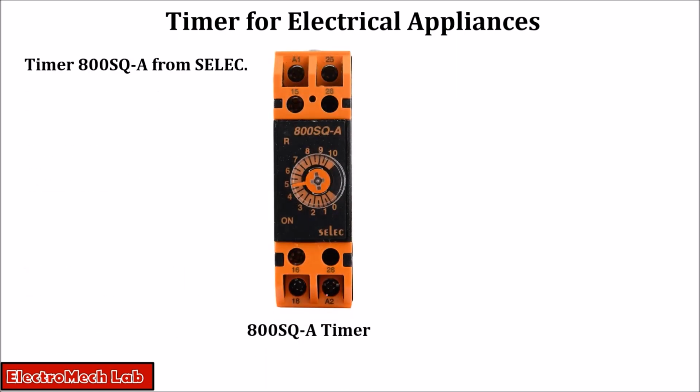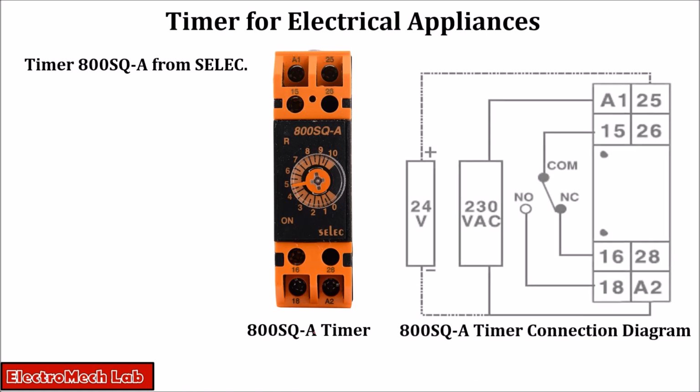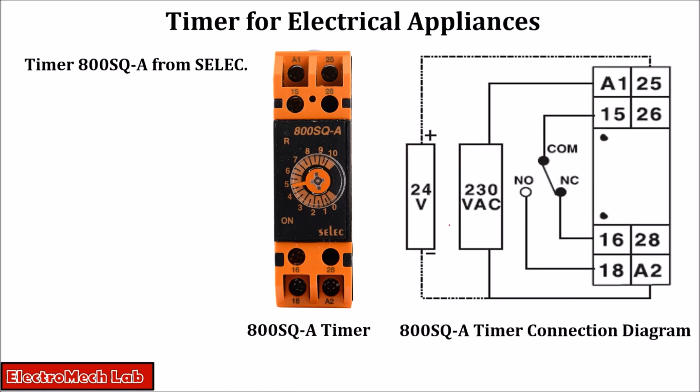For this application, I'm going to use a timer from Selec. The part code of the timer is 800 SQA. So this is its connection diagram. Here you can see A1 and A2. These two terminals, A1 and A2, are used for powering up this timer.